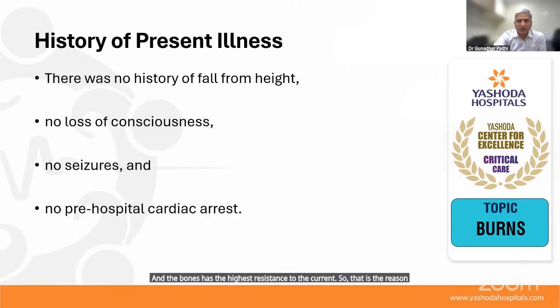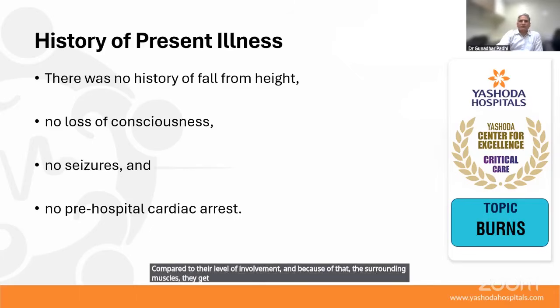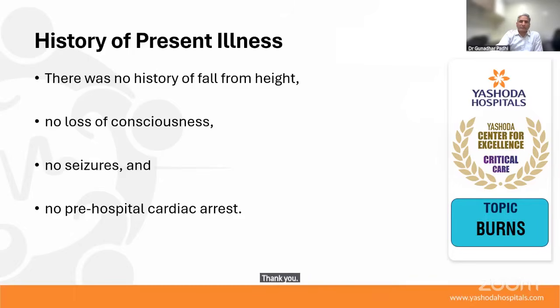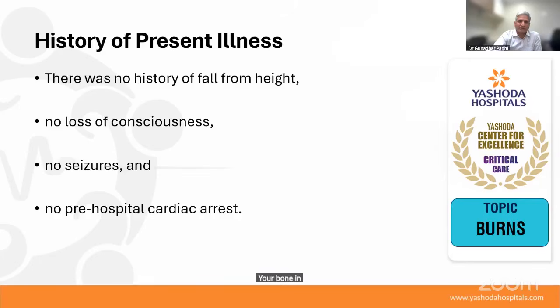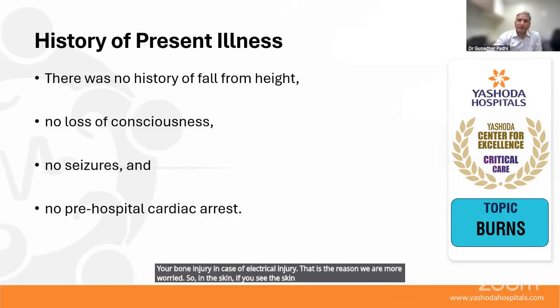Whenever electricity passes through the bones, they generate more heat compared to their level of involvement, and because of that, the surrounding muscles get charred. That is the reason myonecrosis in this kind of injury is very profound. Myonecrosis is the most intense and most dangerous form of burn injury in electrical injury. That is why we are more worried. The skin may not be affected to that extent, but the muscles, the underlying fascia and the deep tissues are involved to a deeper extent.